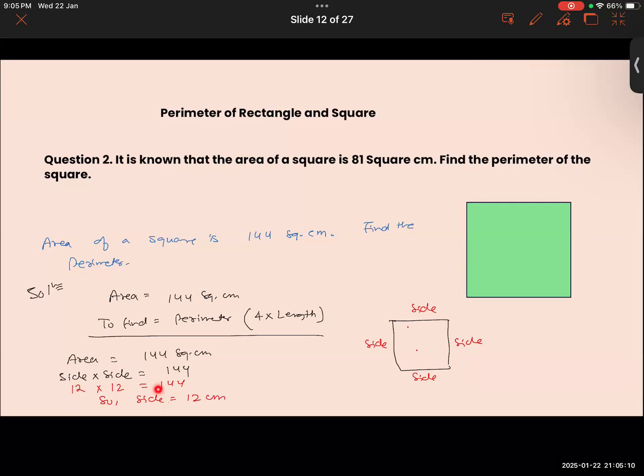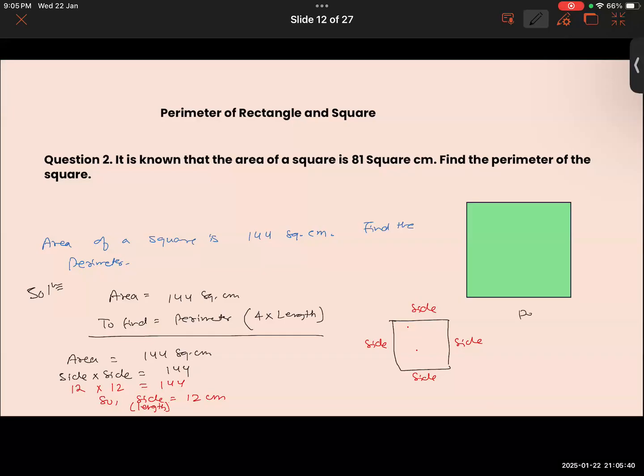You understood this thing? Side here is basically the length, right? Please tell me you have understood this or not. See, if you're going to stay silent, how will I get to know you're getting it or not? You're getting it now? Good. Now, all you need to do is put the value of length in the formula, 4 times length, and there will be your answer to the perimeter, right?